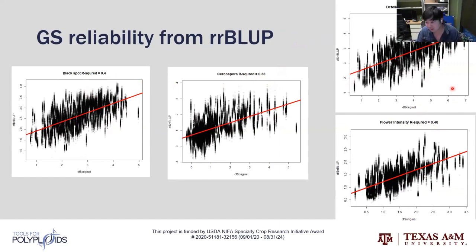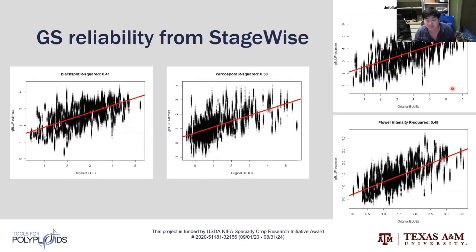Then I reran all the data with the tetraploidized data and stage-wise. And one thing that I have to mention is that for RR-BLUP and for GBLUP models, I had to get the BLUEs from ASReml and then run it basically like a 1-step model. But for stage-wise, I was able to do it in 2 steps, where I include the variance covariance matrices from step 1 into the genomic selection step.